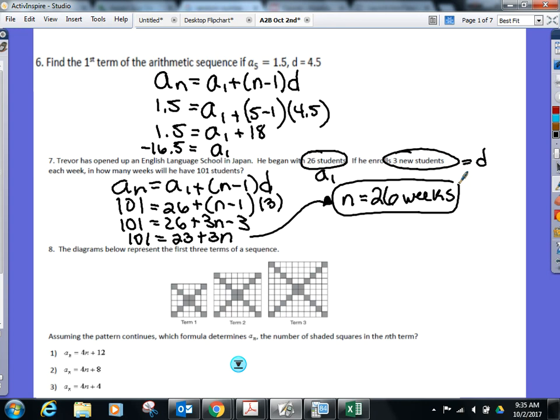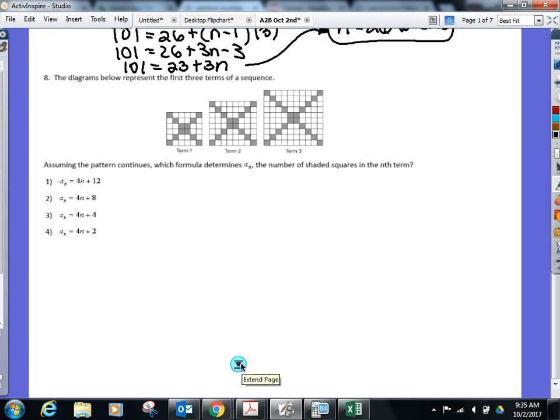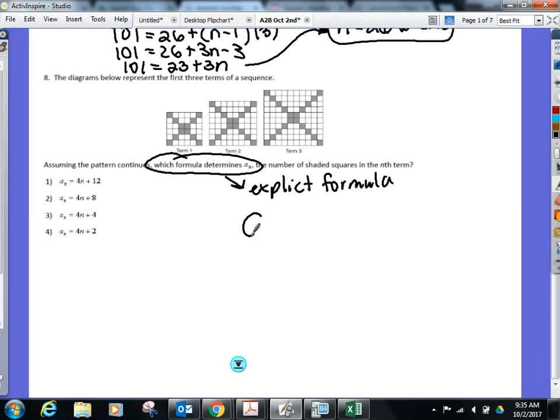Questions before I get to this last one that we didn't get to? Okay, take a look at the patterns below. Write a formula for a sub n. Right away, which formula for a sub n? That tells me get out my explicit formula. Okay, write an equation right now for the explicit formula. So a sub n equals a sub 1. Write off the formula sheet again, guys.